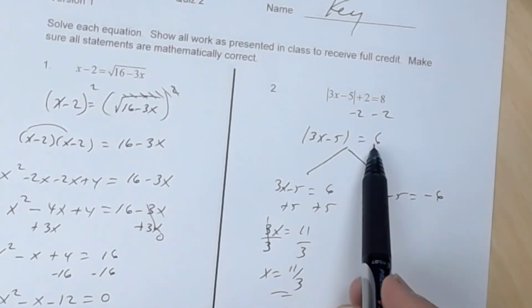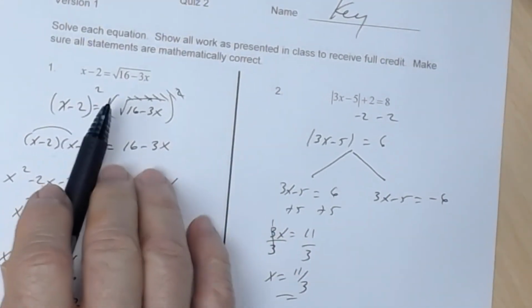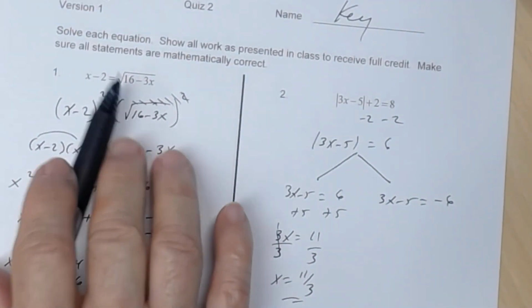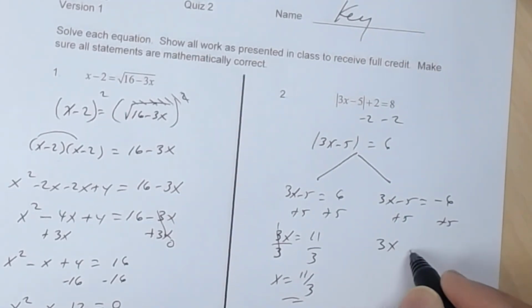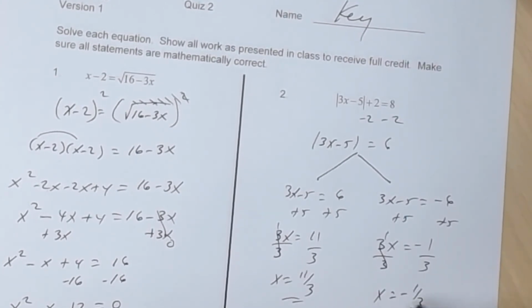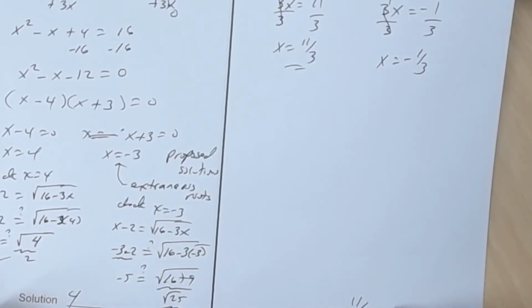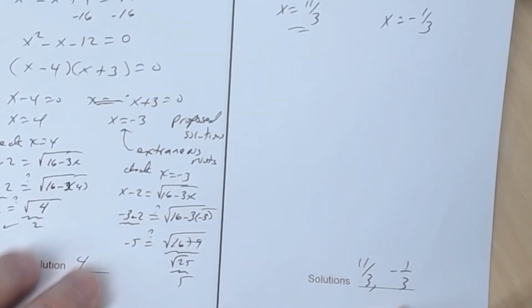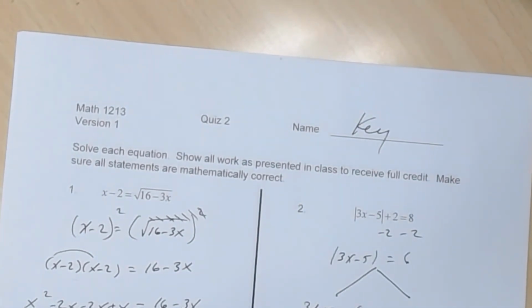Now, with absolute value, you don't have to check these. You can if you want to, but you don't have to. You have to check whenever you raise both sides to an even power, though. Adding 5 here, I get 3x equal negative 1. Divide both sides by 3. My other solution is negative 1 third. So my solutions are 11 thirds and negative 1 third. Okay, so that's going to take care of the key to quiz 2 version 1.